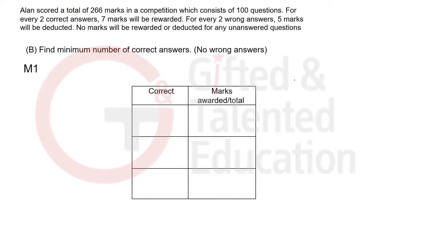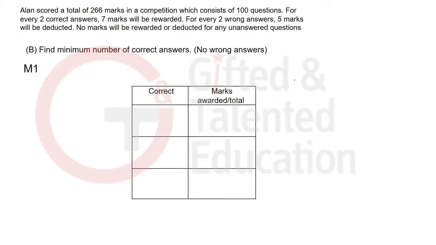Now, for part B, we are supposed to find the minimum number of correct answers. Recall that whenever the number of correct answers decreases, the number of wrong answers would also decrease. So in this case, we may assume that there isn't any wrong answers. Again, we can solve part B by using the systematic guess and check method or the assumption method. Let us proceed with the systematic guess and check method.